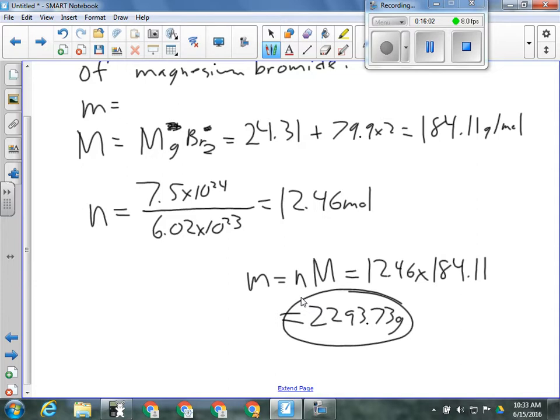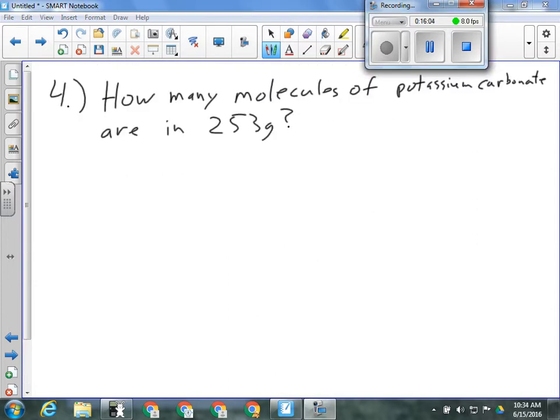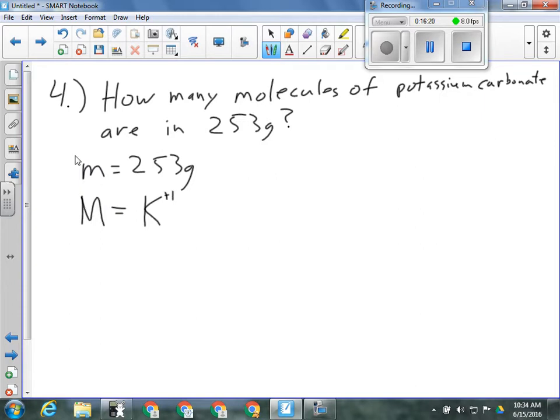How many molecules of potassium carbonate are in 253 grams? Okay, so they're telling us the mass, 253 grams. They're telling us it's potassium carbonate, which is potassium is a +1, carbonate is a polyatomic ion, it's CO3, and it's a -2. So that means that my proper formula is K2CO3.